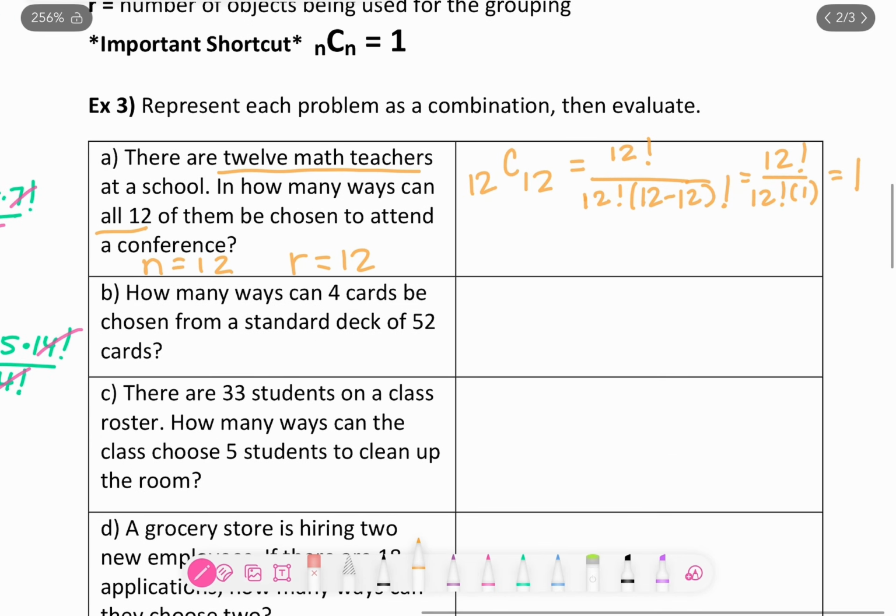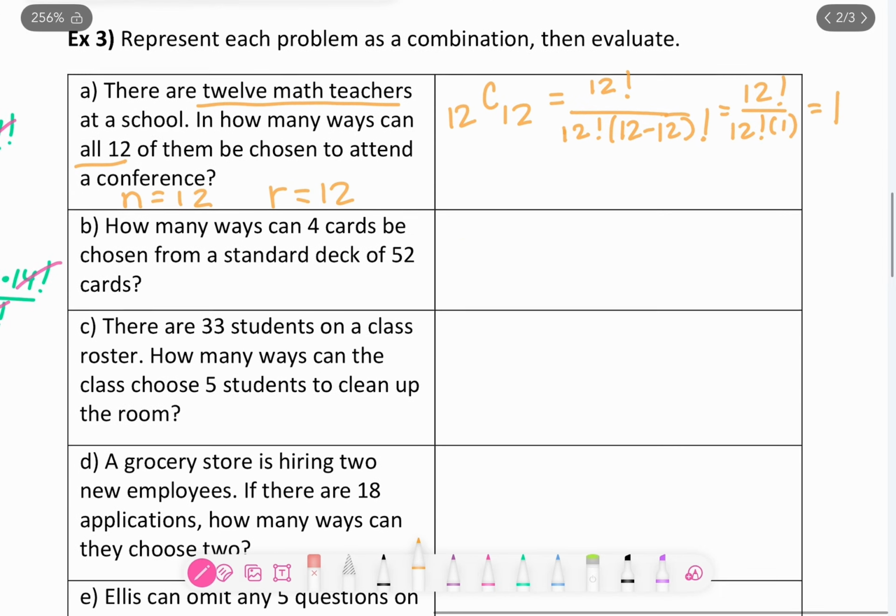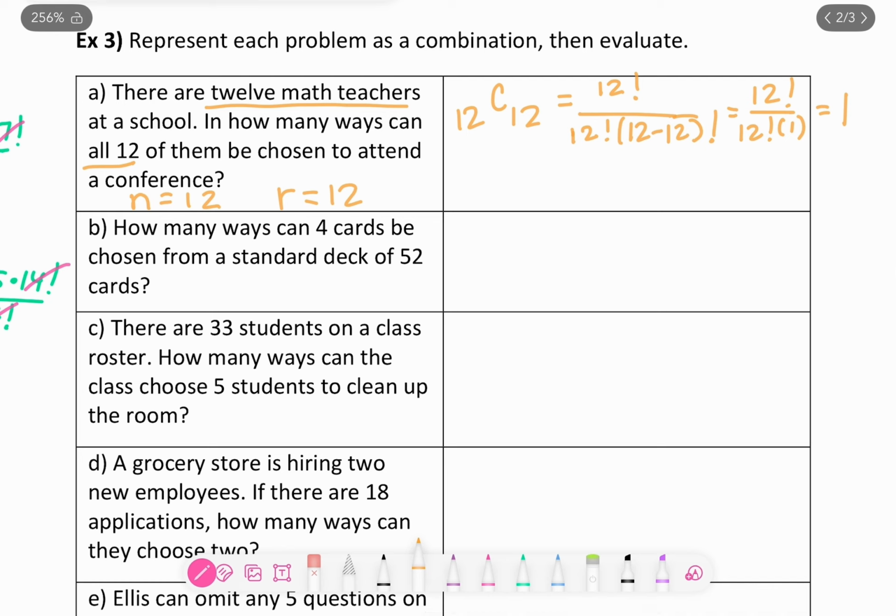Now, the reason, again, why this is a combination, if I didn't already say this, is because the order doesn't matter, right? There's just 12 math teachers. We're choosing all 12 of them to go to a conference. There's no order to it. They don't have any labels. They're not sitting in a specific spot. We're just choosing them to be grouped together. So I think of combinations as more of a grouping, of putting every object in just like a little pile, versus putting them in a lineup, okay?